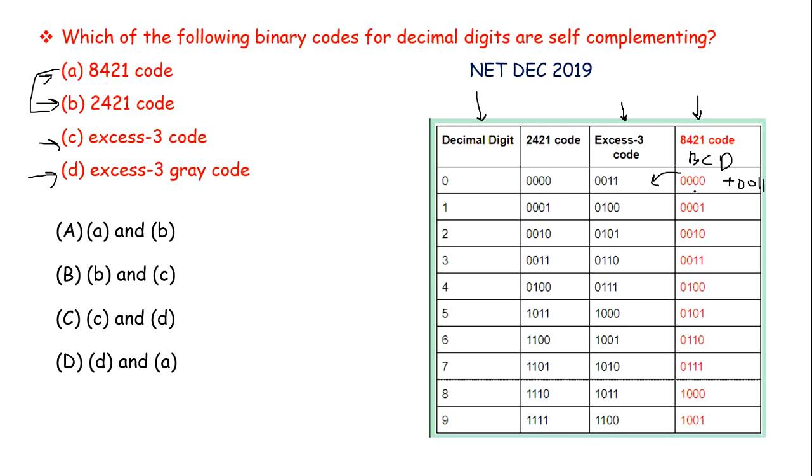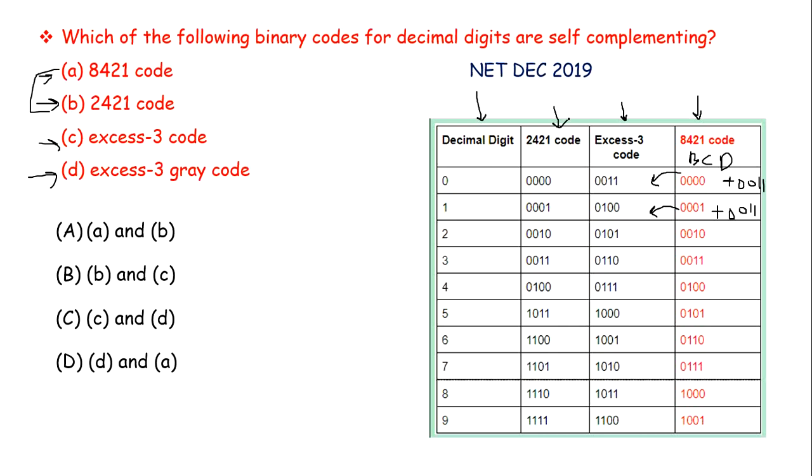Like for 0000, if we add 3, that is 0011, we will get 0011. Again for decimal digit 1, we will add 3 to this and we will get the XS3 code for decimal digit 1. In the same way, for all BCD codes, if we add 3 to these codes, we will get XS3 code. Next we have the 2421 code. This is also a weighted code like the 8421 code. This is a self-complementing code.